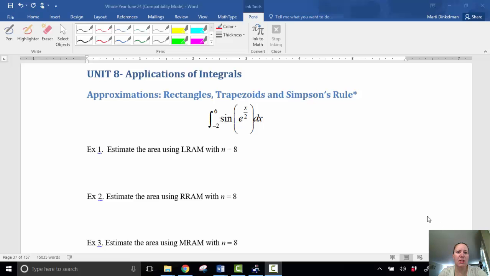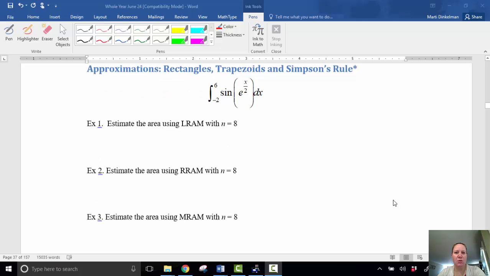Everybody, this is Mrs. Dinkelman again, and we're in Unit 8, and we're talking about approximations for integrals. So usually we use rectangles and trapezoids. That should be review from Calc AB, but we're going to add in Simpson's rule for a little bit during this section. Simpson's rule is also not on the AP exam, just like trig sub, but it is helpful to know in case you skip through a Calc 2 class.